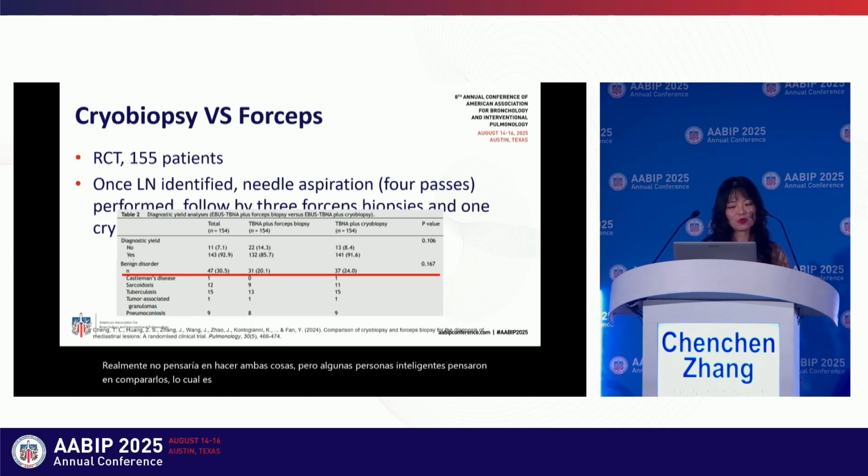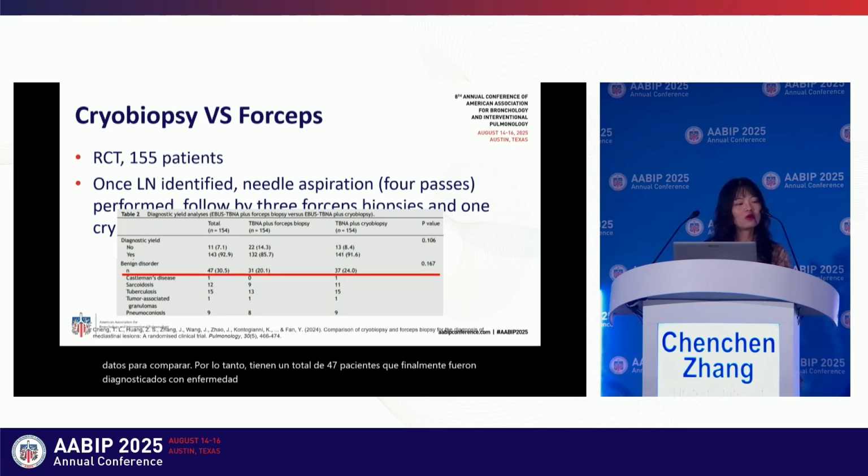And then what they found, as you can see here, is that with needle plus forceps, the number is about 31, and when they combine needle with cryo, the benign disease diagnosis becomes 37 in their patient population. The way they did it is that they did needle, forceps, and cryo in all of their patients, and then they just took different data sets to compare. So they have a total of 47 patients that were eventually diagnosed with benign disease.